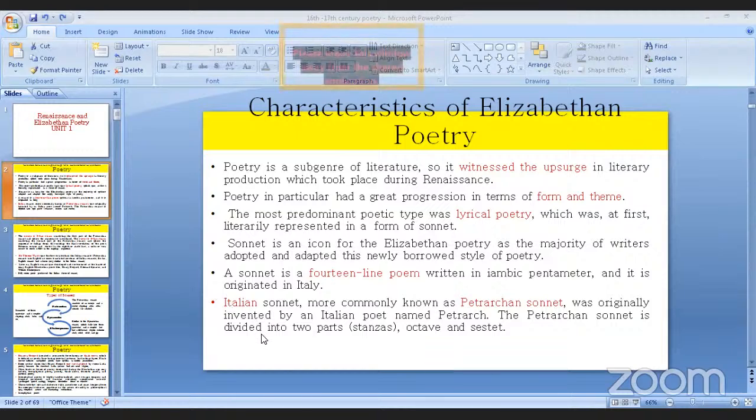Now, the Italian sonnet, more commonly known as the Petrarchan sonnet, was originally invented by an Italian poet named Petrarch. The Petrarchan sonnet is divided into two parts, stanzas, the octave and the sestet. So I'm just giving you a look into this Elizabethan period's poetry. Right.